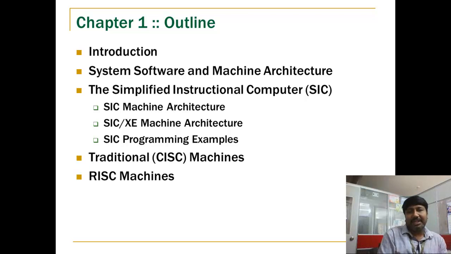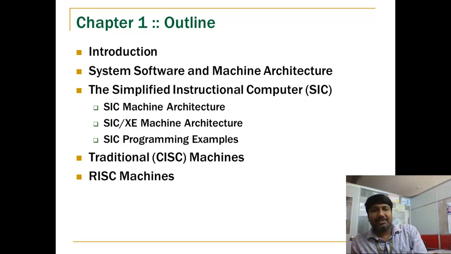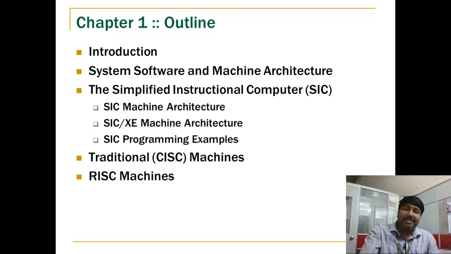Apart from that, we will take a hypothetical machine called SIC, the Simplified Instructional Computer. Here we have the SIC machine and SIC/XE, the extended version machine, and we will discuss different sample programs. We will also follow some traditional architectures like VAX, Pentium Pro, Cray, and T3E architecture. CISC and RISC, reduced instruction set computer machines, will be discussed at length.